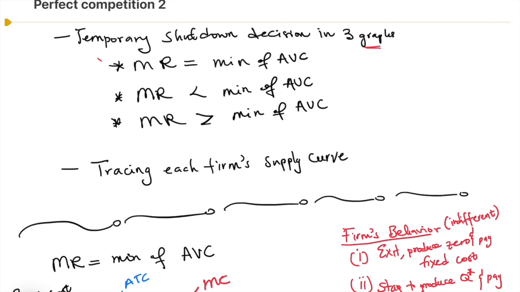It's easier to see these in 3 graphs: where the marginal revenue is at the minimum of the average variable cost, where the marginal revenue is less than the minimum of the average variable cost, and where it's above the average variable cost. Right, so we'll start with that and we'll end with tracing each firm's supply curve.